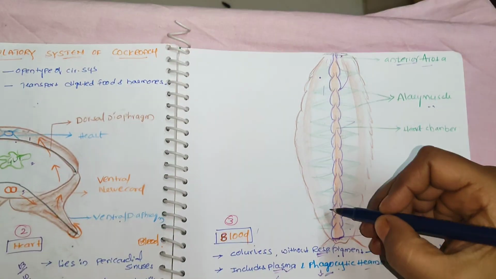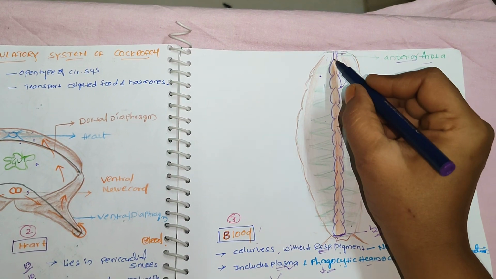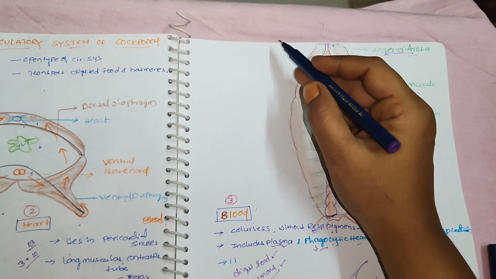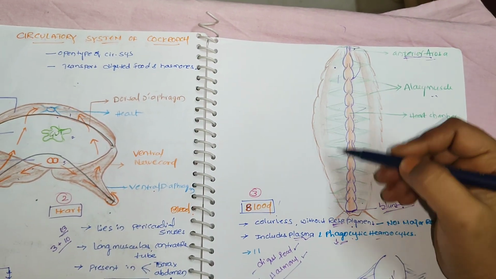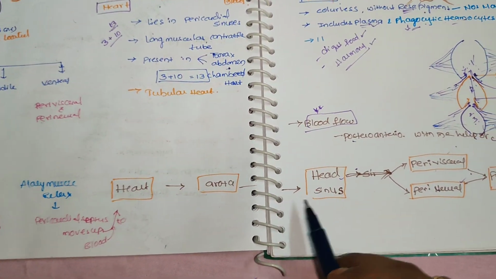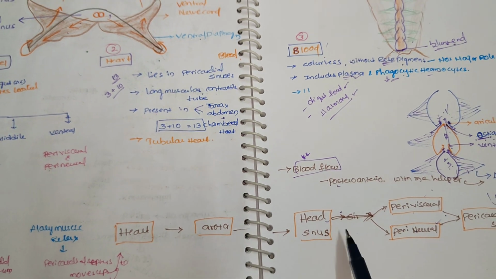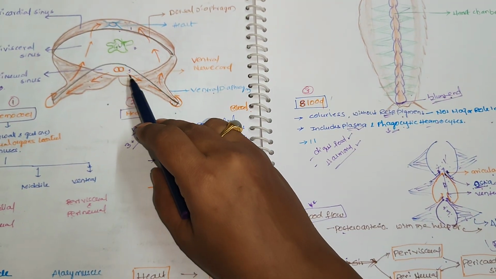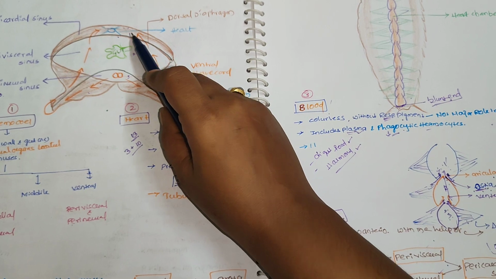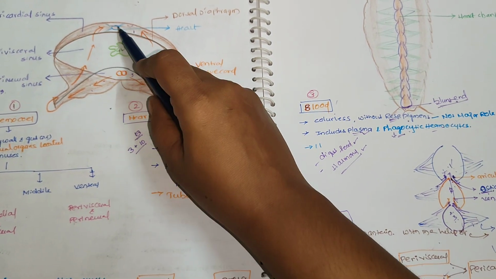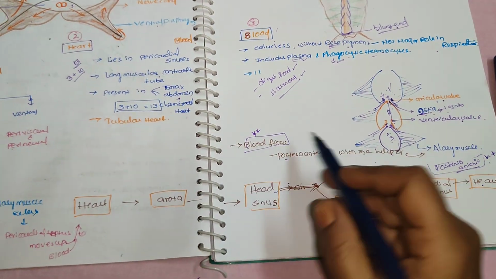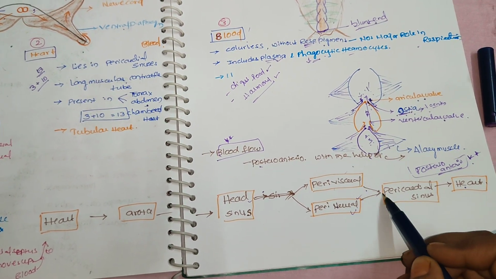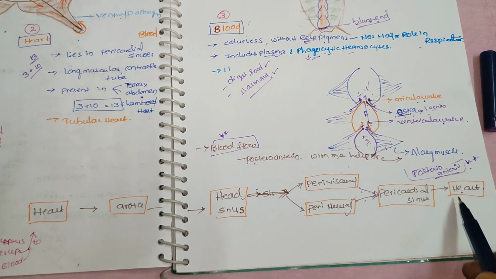Then the pathway. Here there are 13 chambers, and the blood flows from posterior to anterior. From the thoracic chambers the blood will enter the anterior aorta, then to the head sinuses. Then we have the pericardial, perivisceral and perineural sinuses. So that is the pathway. From the heart to the aorta, the aorta to the head sinuses, then to the perivisceral and perineural sinuses. Both combine to enter the pericardial sinus, where we have the heart. So this is the cyclic process: heart to aorta, aorta to head sinuses, then perivisceral and perineural, then combined into the pericardial sinus, then the heart.